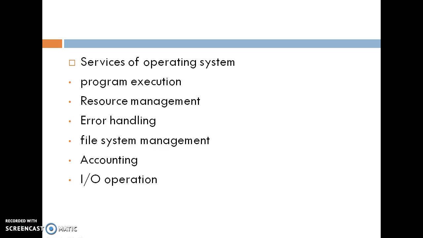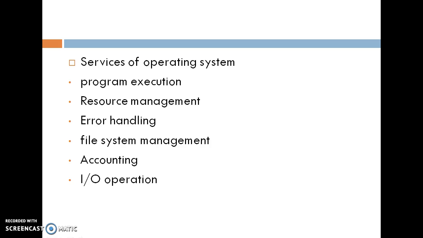Now let us see what are the different services given by the operating system. These are the basic services given by the operating system, such as program execution, resource management, error handling, file system management, accounting, and I/O operation. Let us see the services one by one.